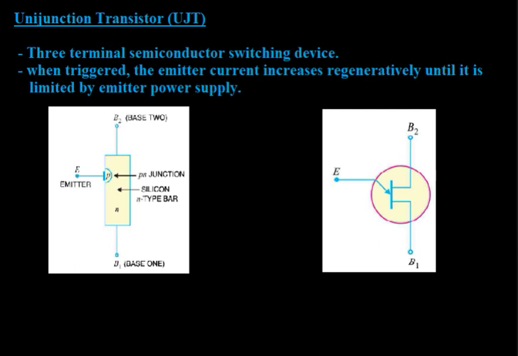Due to this characteristic, the unijunction transistor can be employed in a variety of applications like switching, pulse generation, sawtooth generation, bistable networks, etc.